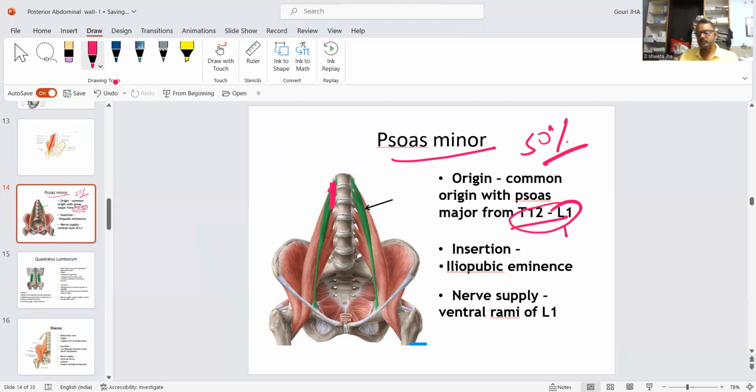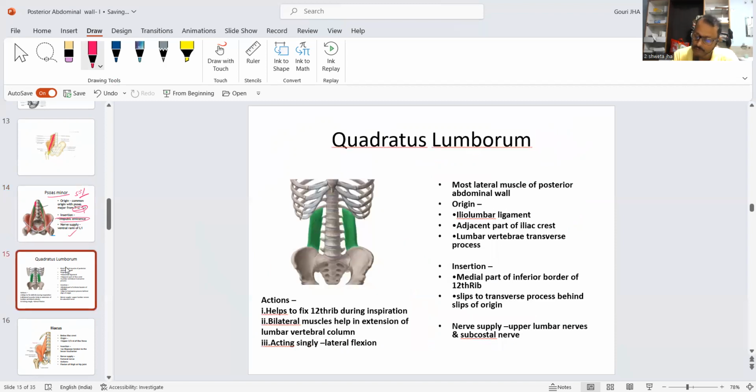From here, the psoas minor muscle comes out and lies over the psoas major muscle, and it gets inserted to the... It is not going to the trochanter. Instead, it is coming to the iliopubic eminence, and it is supplied only by the L1 ventral ramus.